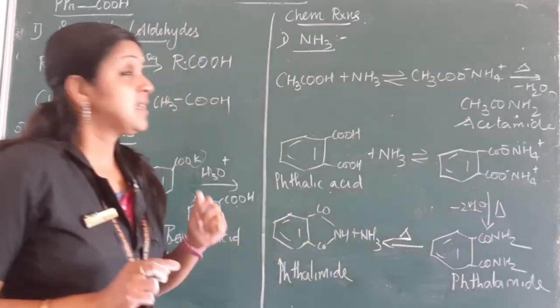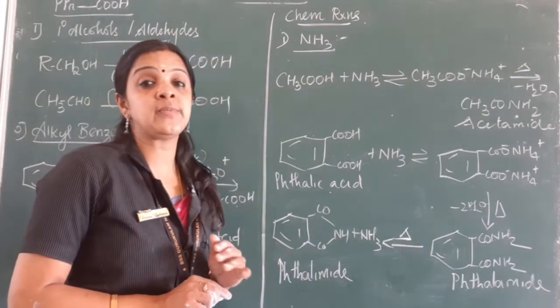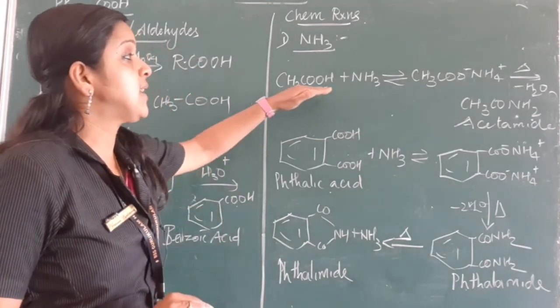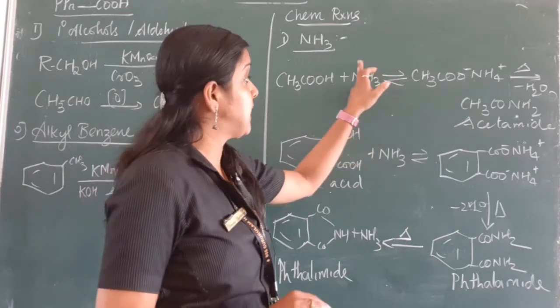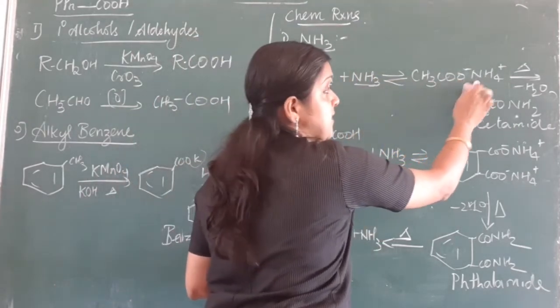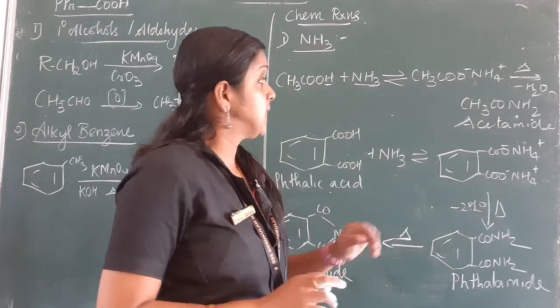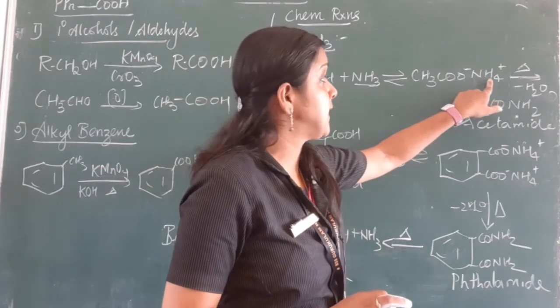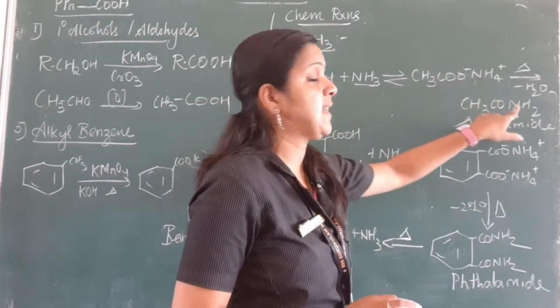The next one is chemical reactions, which are more important. The first one is the reaction with ammonia. Acid, when treated with ammonia, gives CH3COO minus NH4 plus. This hydrogen combines and you get NH4 plus, which on heating loses a water molecule. That is, 2 hydrogens from NH4 and 1 oxygen come out. So it becomes CH3CONH2.